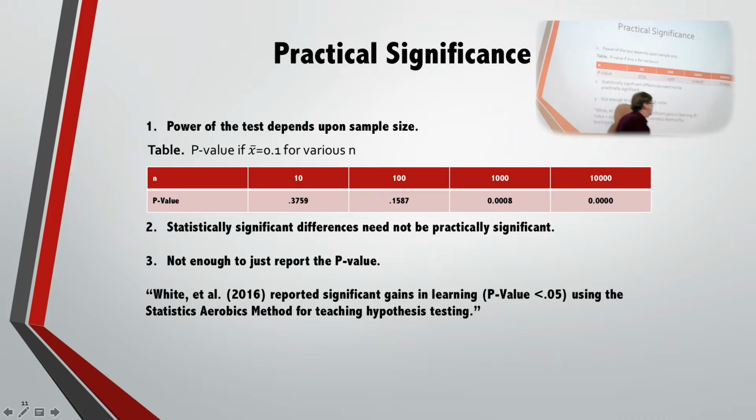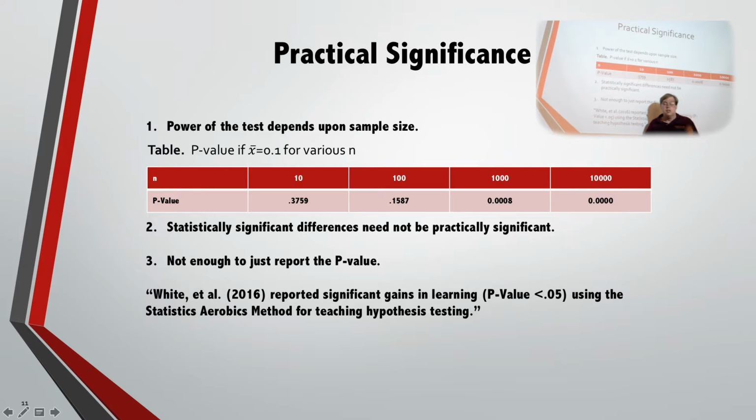This is an easy calculation of the normal distribution. We can figure out what the p-value would be if we observe that value. If n is 10, that's not significant. You see that difference in a small class of 10, it's not significant. You see it in a class of 100, it's still not significant. You see it in a class of 1,000, suddenly it's very significant. You see it in a class of 10,000, and it's off the charts significant.